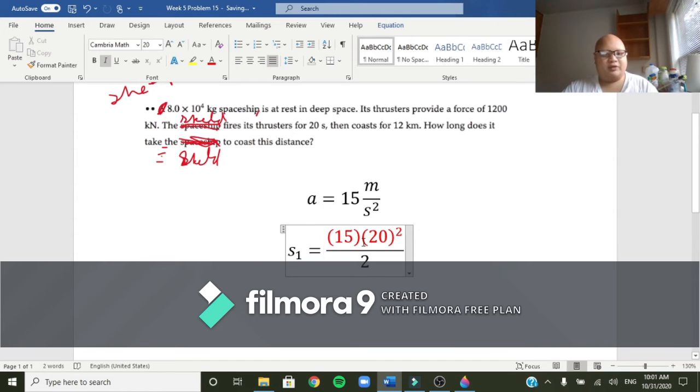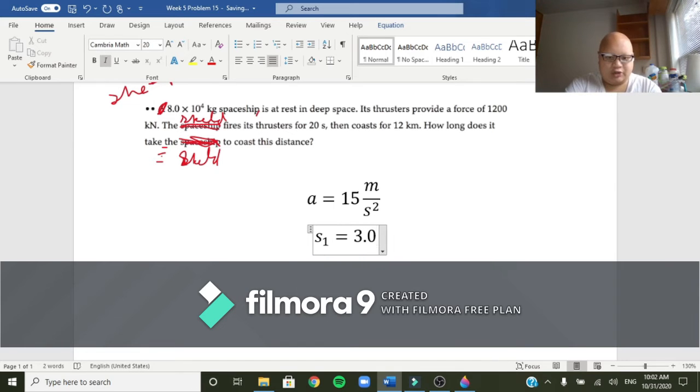So as you can see, we have time at 20, but this is squared, so 20 squared is 400. 400 times 15 is 6,000. 6,000 divided by 2 is 3,000, so the final position after the thruster is 3 kilometers, or if you want the SI units, it's 3,000 meters, and there you go.